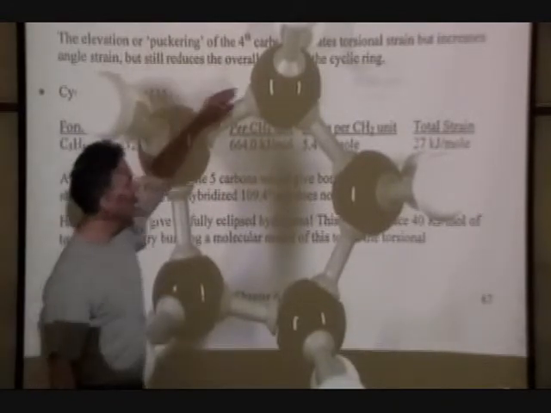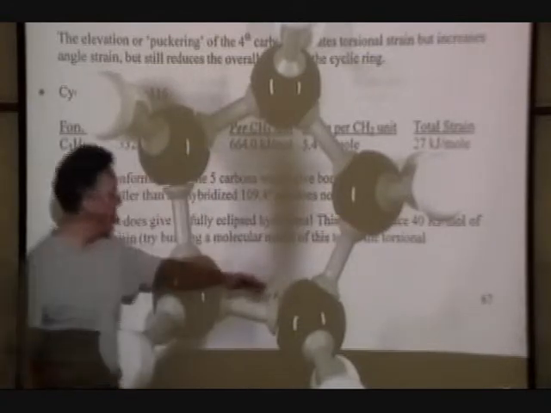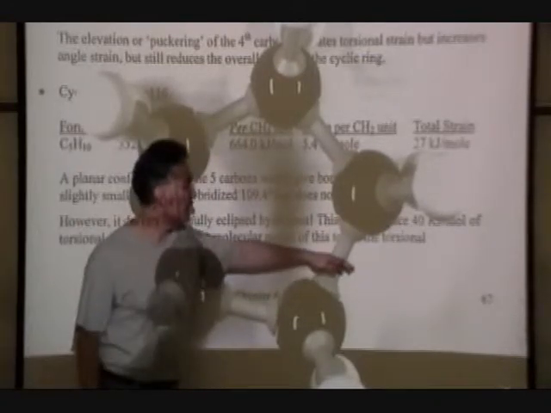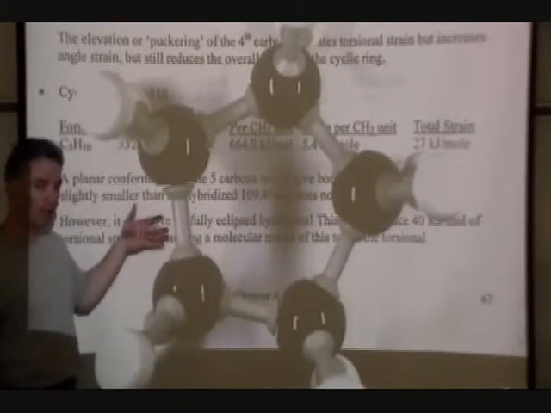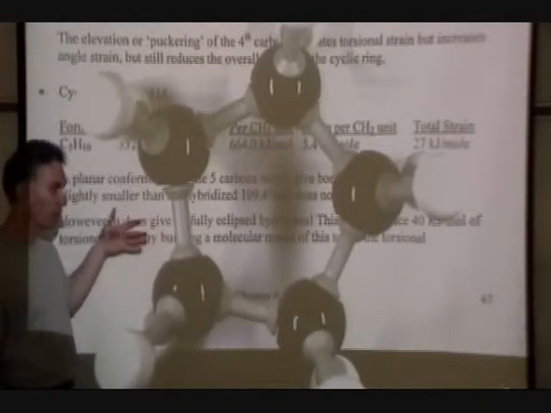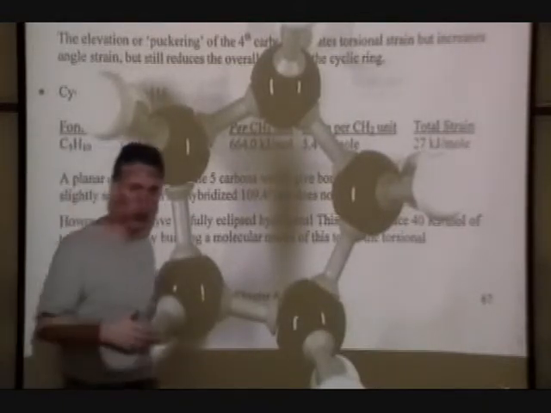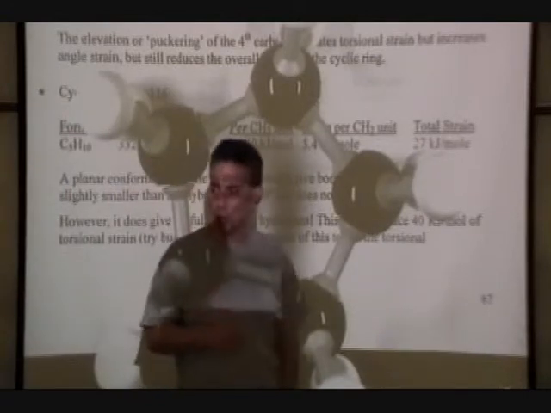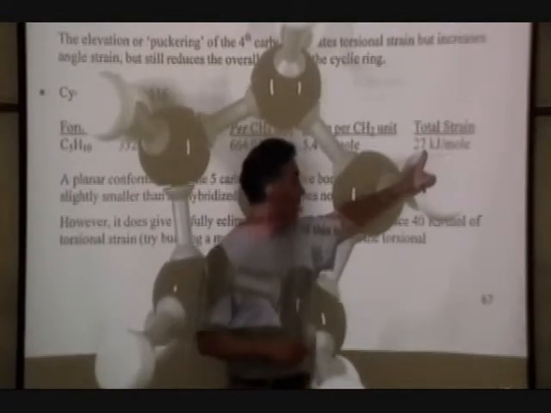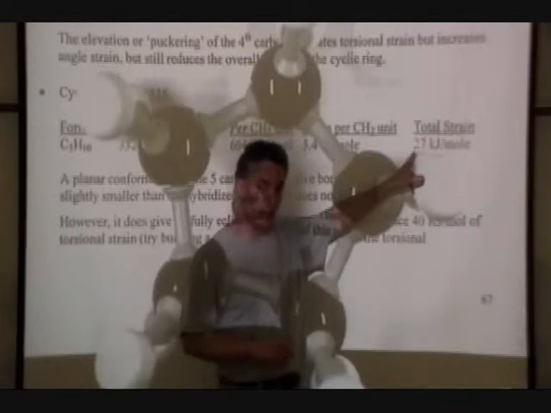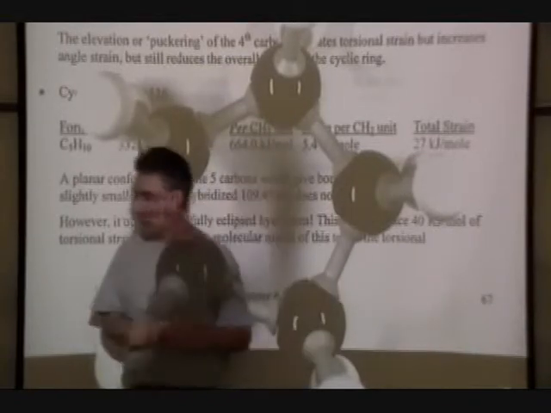So 8, 16, 24, 32, 40. That implies 40 kilojoules of torsional strain. The strain energy is apparently only 27. So there's something else going on, which we'll see over the page.